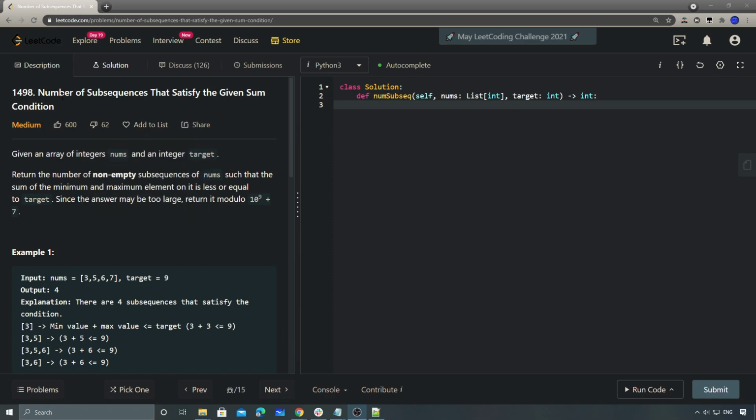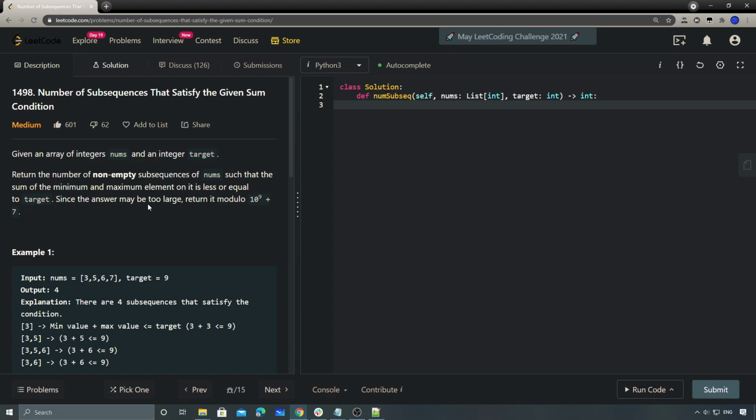So this time, LeetCode number 1498, number of subsequences that satisfy the given sum condition. You're given an array of integers and an integer target. Your task is to return the number of non-empty subsequences from these nums such that the sum of the minimum and the maximum element in this subsequence is less than or equal to the target. Then do a modulo by 10 to the power of 9 plus 7.